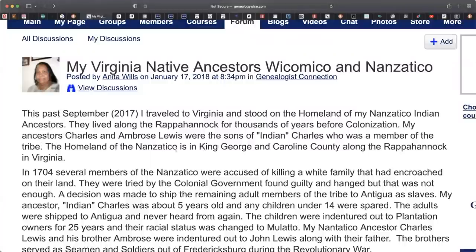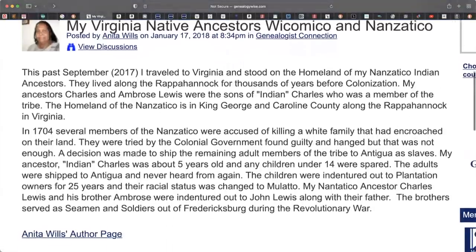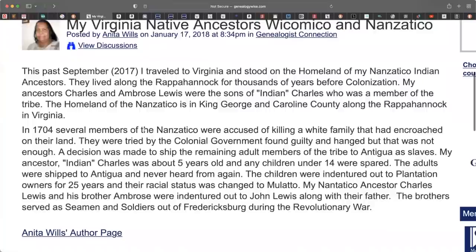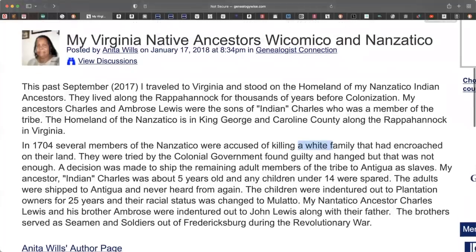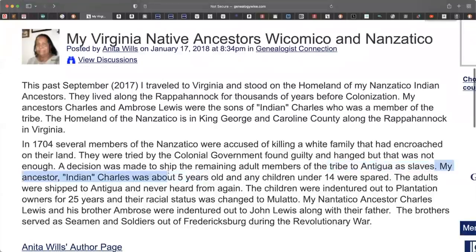The homeland of the Nanzatico is in King George and Caroline County along the Rappahannock in Virginia. In 1704, several members of the Nanzatico were accused of killing a white family. They were accused. So-called white, that had encroached on their land. They were tried by the colonial government, found guilty, and hanged. But that was not enough. A decision was made to ship the remaining adult members of the tribe to Antigua as slaves.